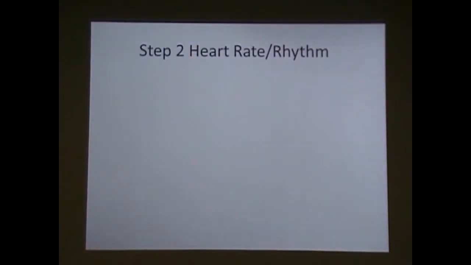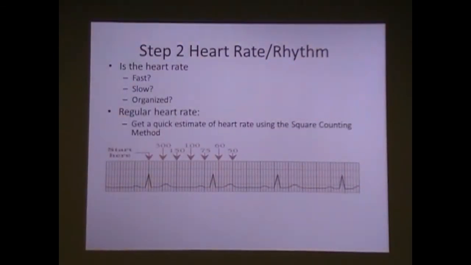Step 2, we're going to look at the heart rate and the rhythm. Is it fast? Is it slow? I don't expect anyone to get calipers out. It's unrealistic. The way I work, is it fast? Is it slow? Is it not even present? Is it organized? So I like the 300, 150, 175 kind of thing, just counting boxes really quick. So that's a good way.